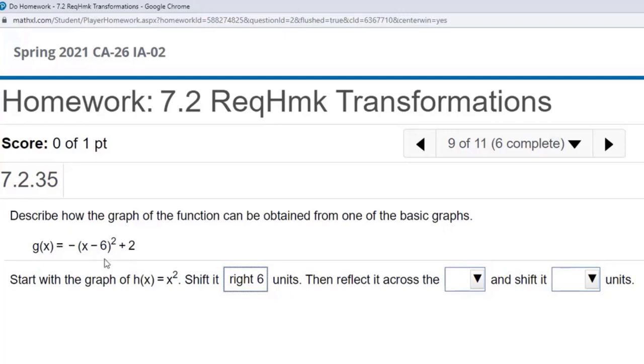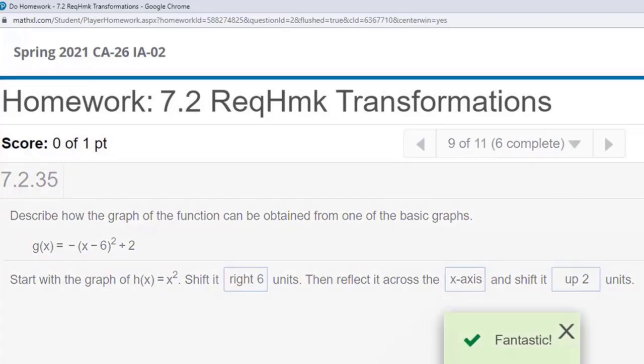Then reflect it across the x-axis. And then shift it up. Yeah, up 2. Okay. Well, all right, I guess I am done.